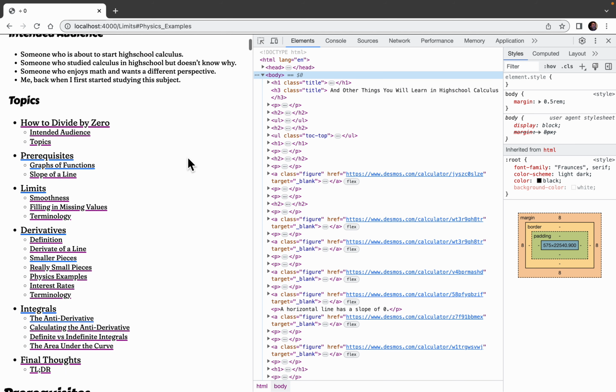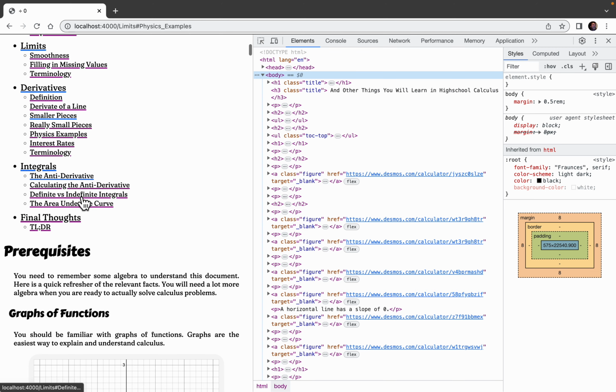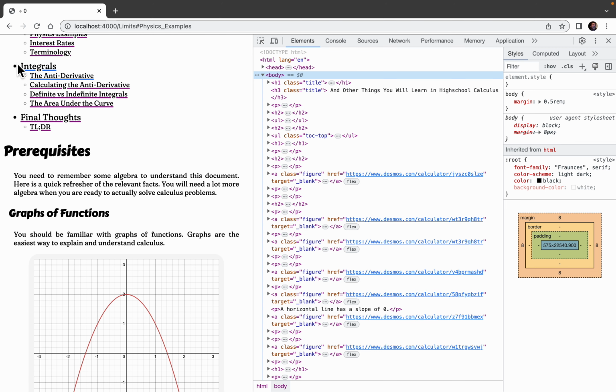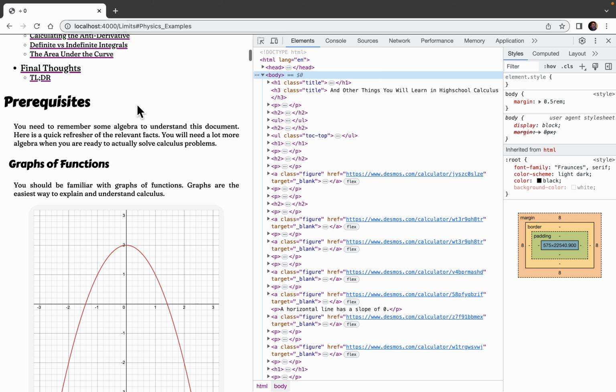Jump right to where you're interested in, but I'll just read through. Might skip the integrals because I haven't spent much time on that yet. The rest is almost done.